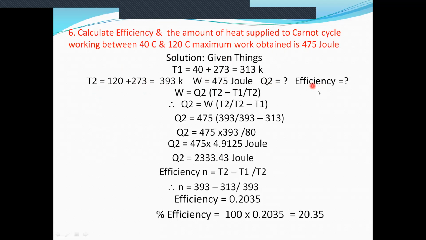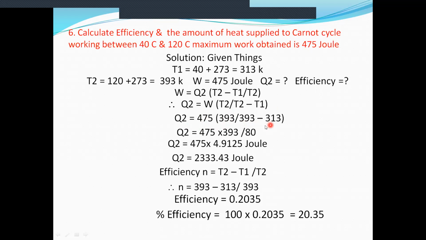With that you also have to find the efficiency. Okay. Again use the formula. W is equal to Q2 into T2 minus T1 upon T2, or Q2 is equal to W into bracket T2 upon T2 minus T1. Put the values. Therefore Q2 is equal to 475 into 393 divided by 393 minus 313.